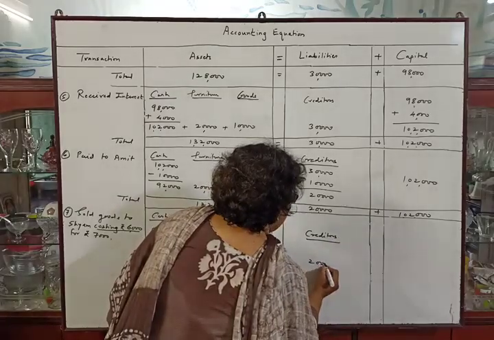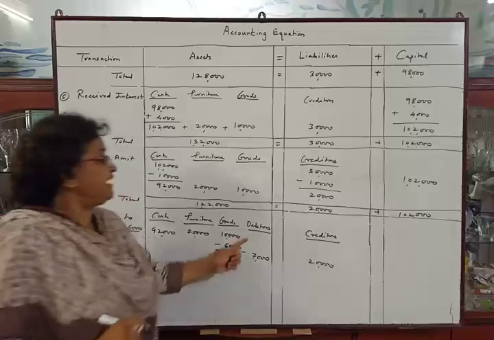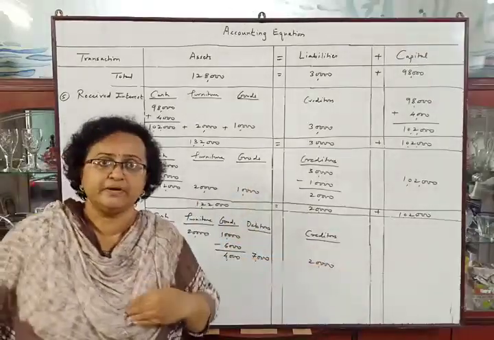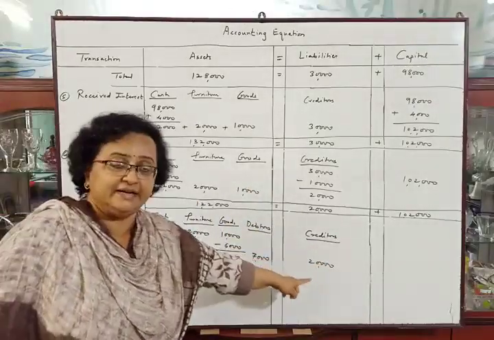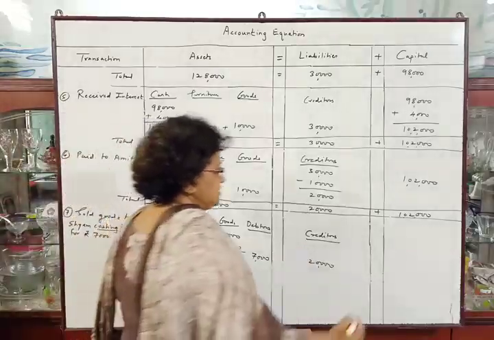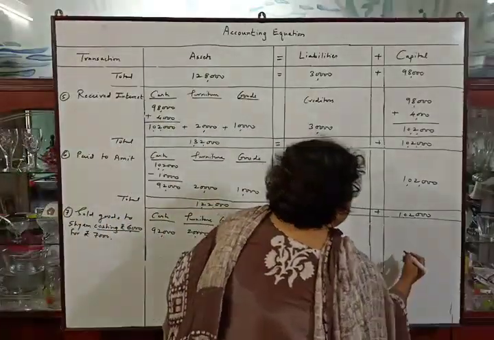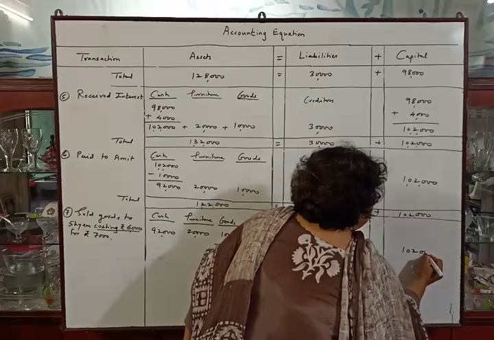Okay. Now liabilities, there will not be any change in liabilities. Liabilities means the amount payable to others, and debtors means amount receivable from our customers. So total creditors remain as it is, rupees 20,000 plus capital. Our capital was rupees 1,02,000.